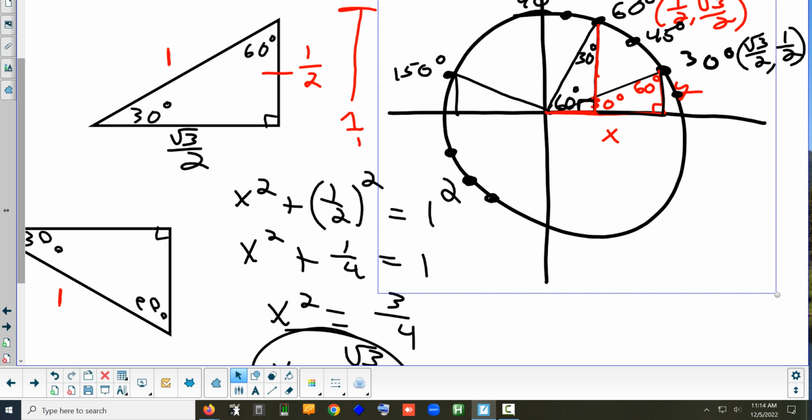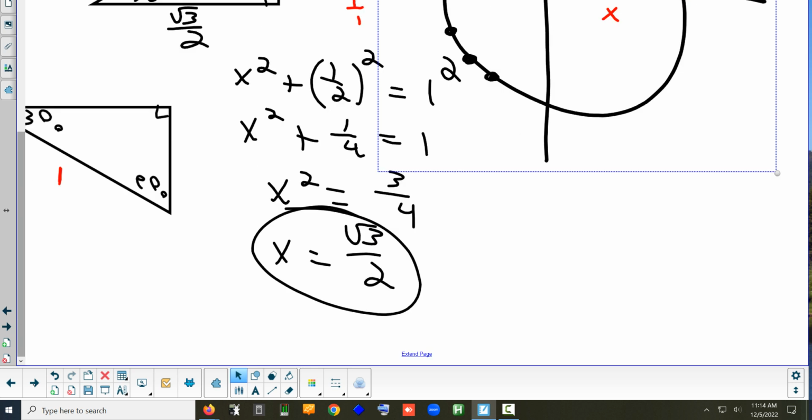Okay, so 3 coordinates you have to remember. Root 2 over 2, root 2 over 2. That's your 45. Root 3 over 2, 1 half. That's your 30. And 1 half, root 3 over 2 is your 60. And I always just kind of try to visualize it in my head. And that's how I figure out which side is which.